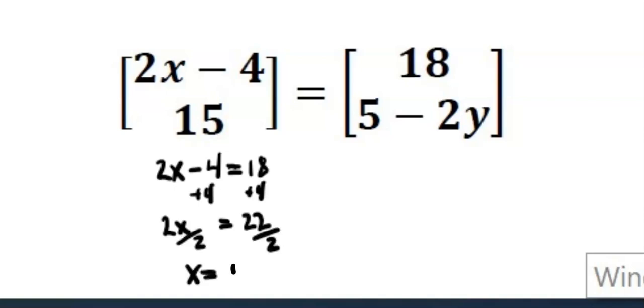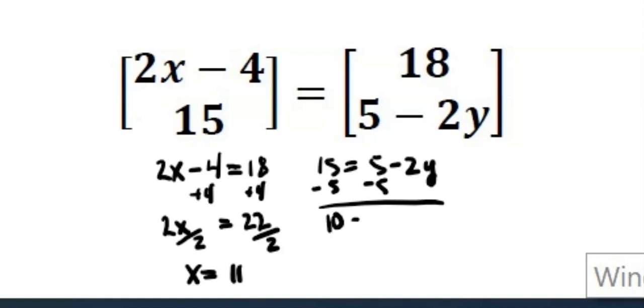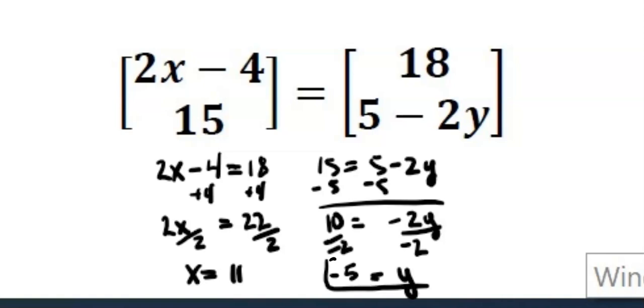X then equals 11. On the bottom, we've got 15 is equal to 5 minus 2y. So if I subtract 5 from both sides, I get 10 is equal to negative 2y. And then dividing by negative 2 on both sides gives us that y is equal to negative 5. And so those two values of x and y are the solution to this equation in these matrices.